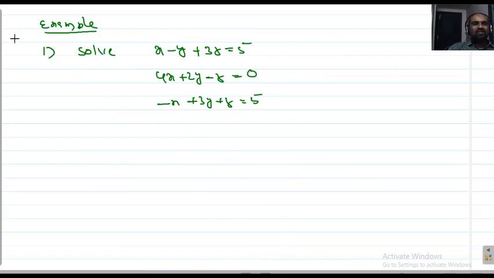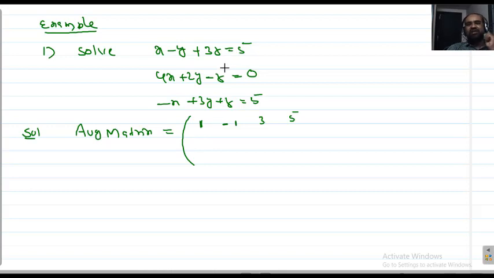Okay, so here one example is given. I want to solve this problem. First of all, what should we do? We need to write the augmented matrix. Augmented matrix equal to 1, minus 1, 3, 5.